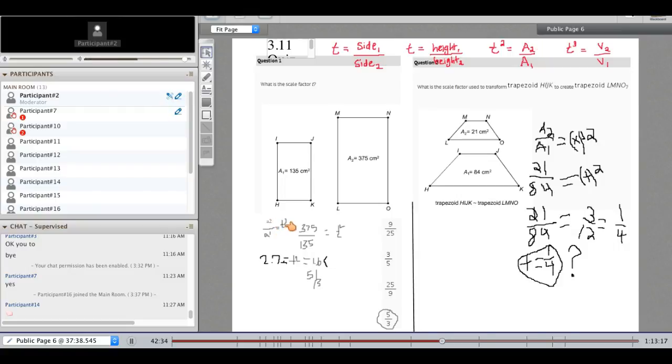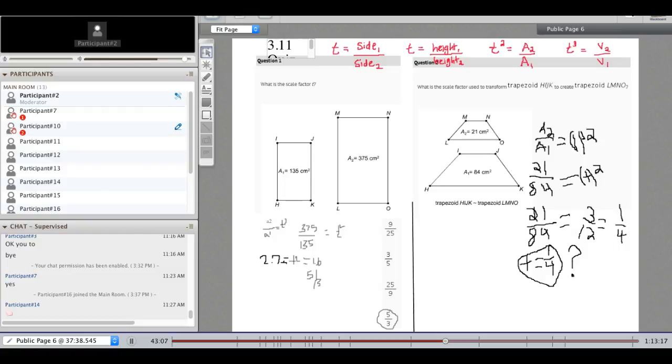He wrote out the general formula, which is area 2 over area 1 is equal to T squared. And then he went ahead and plugged in his areas. 375 is area 2, 135 is area 1. And then he divided, which is where the 2.7 is coming from. And then to get, I think this is 1.6, he square rooted. I like that you did this in decimal form, Anthony, because this gives us another topic of discussion, okay? So this is great.